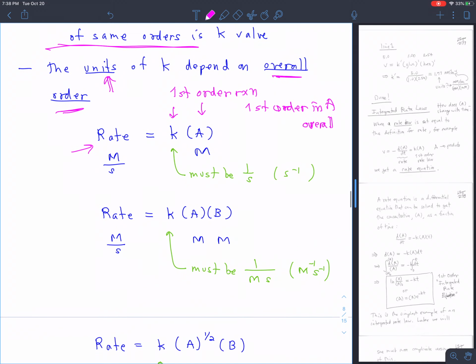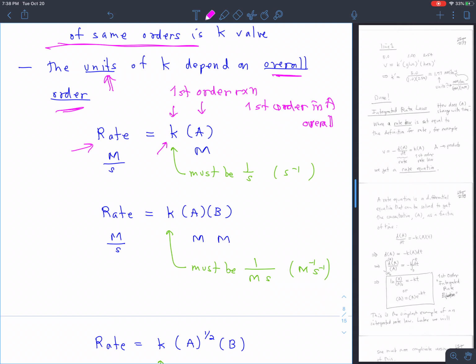In that case, let's look at what the units on K have to be. Over here on the rate side, it has to be molar per second, right? Rate of change of concentration per time. So molar per unit time, per second. Here we have concentration of A, and that's going to be in molar units, which means that to make these two sides consistent with each other, this rate constant has to have units of 1 over S. So for a first order reaction, the rate constant has units of 1 over S.